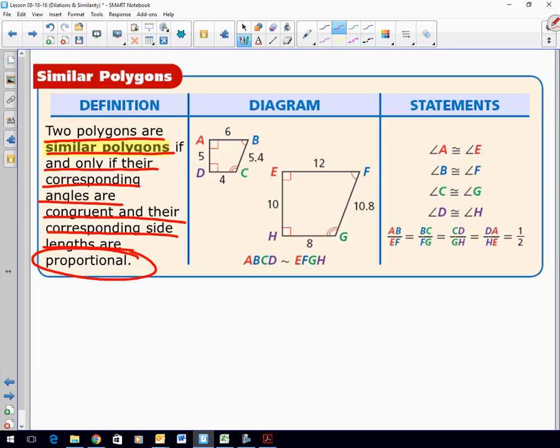Okay? First off, when I say corresponding, you got to look at what the problem is. Okay? In this example, corresponding means A and E. They are corresponding. B and F. C and G. D and H. Right?